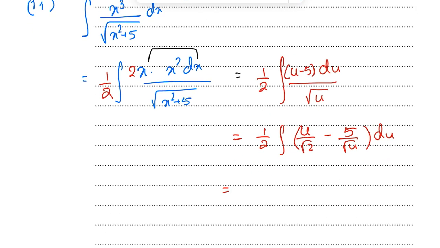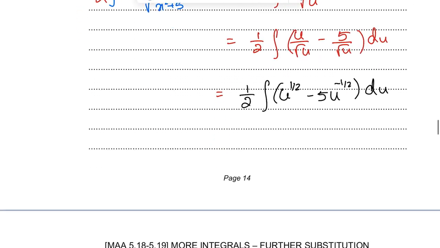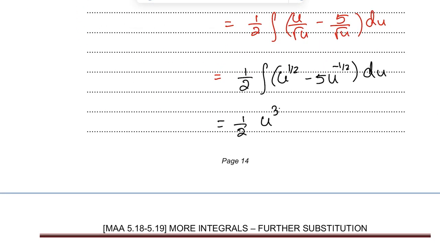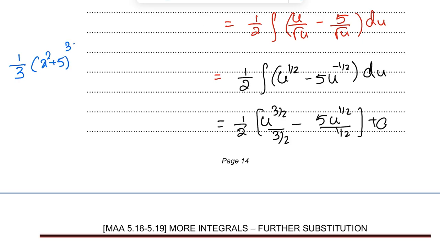So u upon square root of u, what does that become? 1 upon 2 integral of u power 1 upon 2 minus 5 u power minus 1 upon 2 du. So it becomes 1 upon 2 times u power 3 upon 2 upon 3 upon 2 minus 5 u power 1 upon 2 upon 1 upon 2 plus c. So what does that become? The 2s cancel. In the first case it becomes 1 upon 3 times x square plus 5 whole power 3 upon 2 minus 5 times x square plus 5 whole power 1 upon 2 plus c. That's going to be the answer.